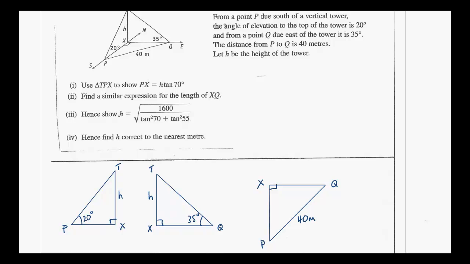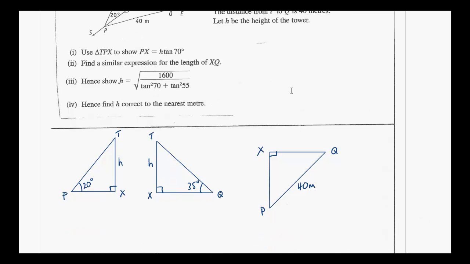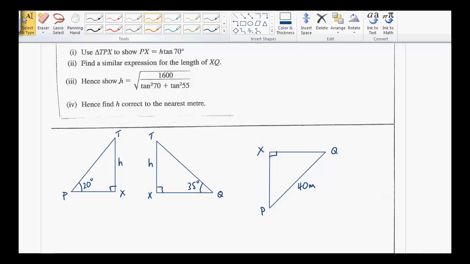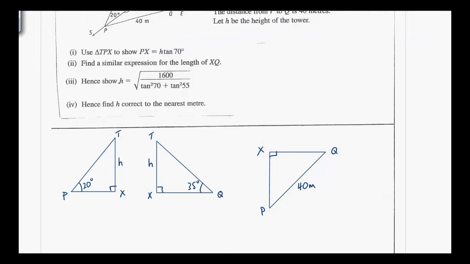Alright, so our first question asks us to use triangle TPX to show that PX equals H tan 70. Now, if you have a look at the triangle that we've drawn for this, you'll see that we don't have 70 in our diagram. So the first thing that you must realize is that the 70 comes from the third angle in this triangle. While we're doing that, in the second triangle we'll also be needing to find that angle there, and that is 55 degrees. We can see that by looking at part 3 where it uses 55.